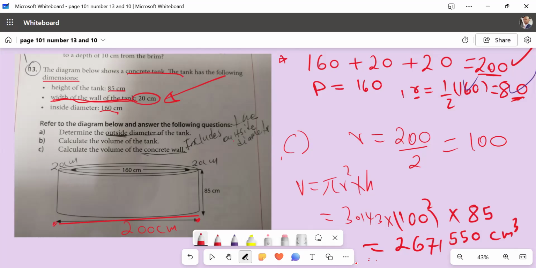On the next session, we are going to do page 101. The focus will be on number 10, where we'll be calculating the volume of the cylinder.